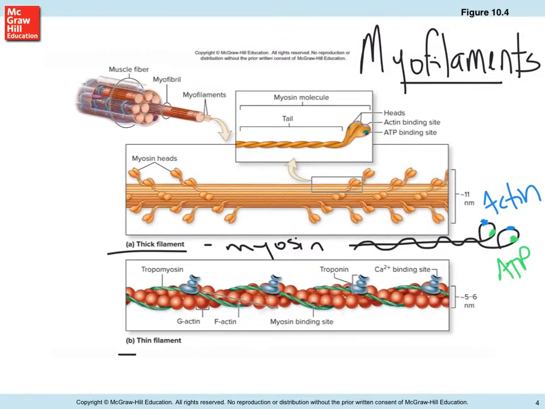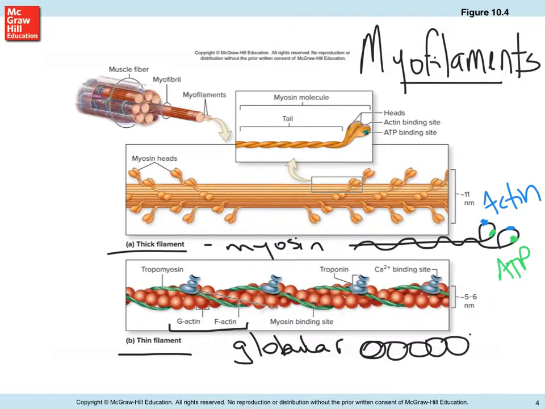And the actin is found on the thin filament. The thin filament has two types of actin. There's a G-actin and an F-actin. The G, think globular, so the round balls are the G-actin, and then you end up linking them together, and they call that F-actin. Also associated with the thin filament is tropomyosin and troponin.